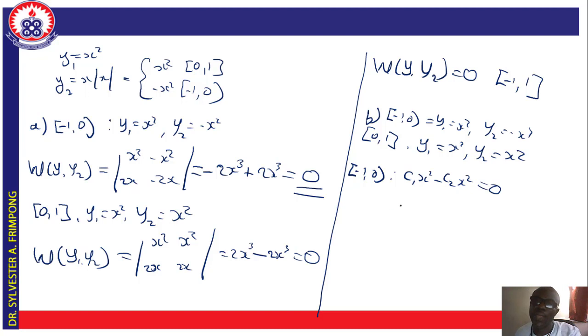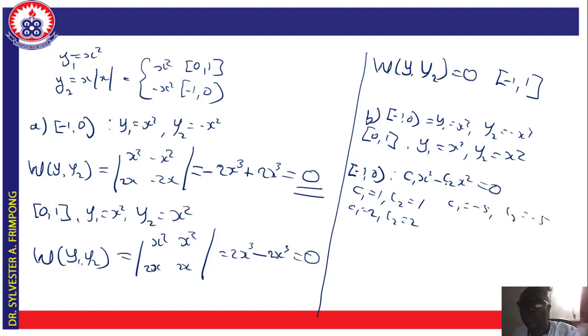So starting from -1 to 0, you have C1 x squared minus C2 x squared equal to 0. Now in this case, besides C1 and C2 being 0, if C1 is 1 and C2 is also 1, you're also going to get 0. You can check and see. If C1 is 2 and C2 is 2, you get 0. If C1 is -5 and C2 is -5, you get 0. So it means that apart from 0, 0, you have other values that will make it work.